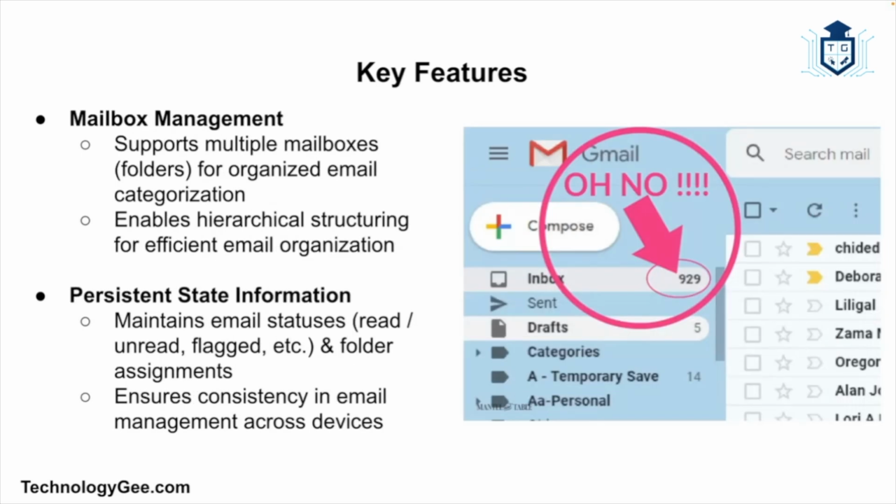So IMAP supports multiple mailboxes or folders, allowing users to organize emails into a hierarchical structure. And this facilitates better email management and categorization. And then there's persistent state information. So the protocol maintains state information about each message, such as read and unread status flags and folder assignments.